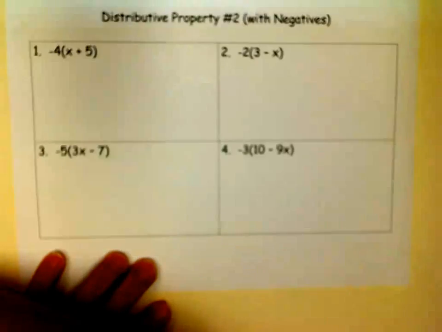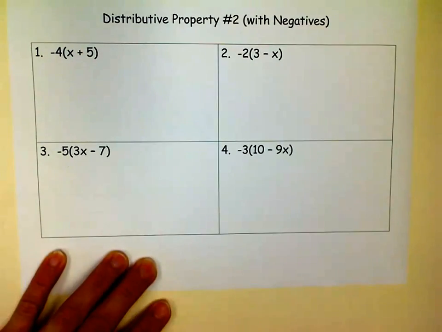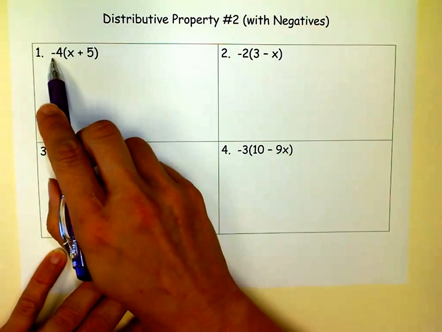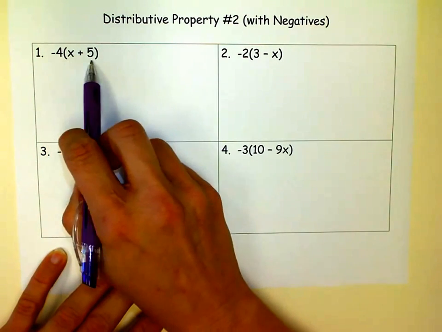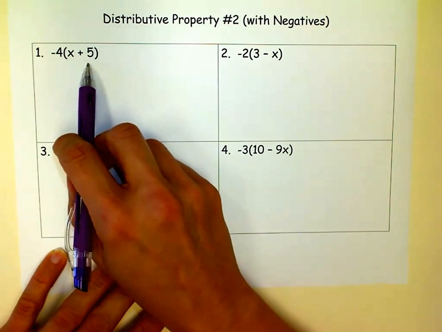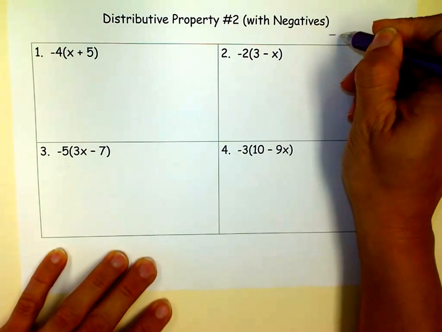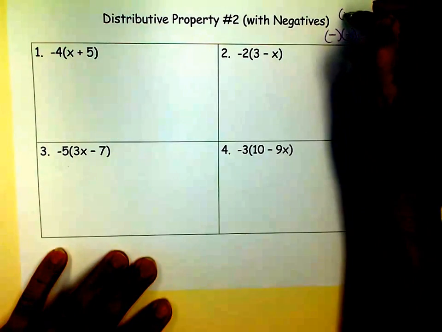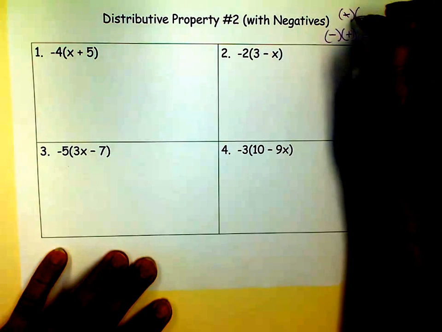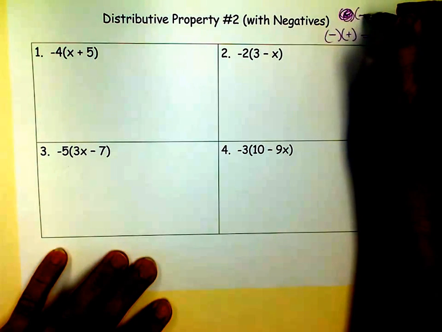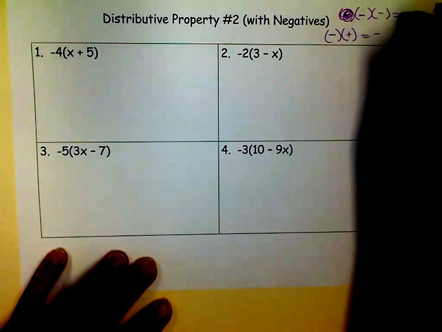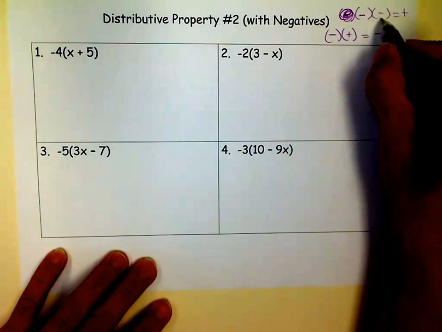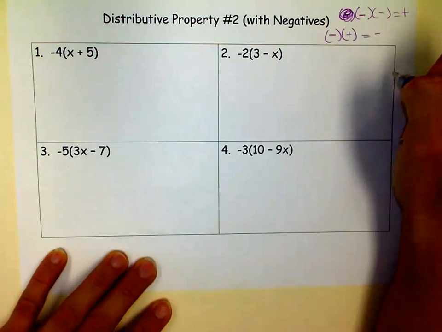We're going to do the distributive property again, and this time there's a negative out front. So when we multiply through, we have to remember our negative-positive rule. A negative times a positive is a negative. Let's start over again. A negative times a negative is a positive. So keep that in mind when you're multiplying, these things are true.